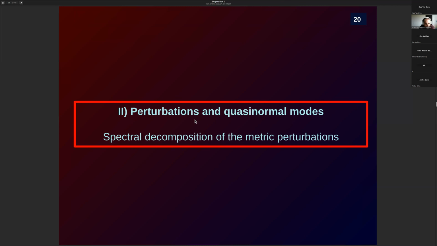Trying to obtain something like a Klein-Gordon equation also doesn't look feasible. So the idea is, okay, let's attack the problem frontally and try to integrate the system of PDEs that result from the metric perturbations. And to do that, there are a number of methods. The one we are going to use is the spectral method, spectral decomposition. Let me briefly tell you how it works.